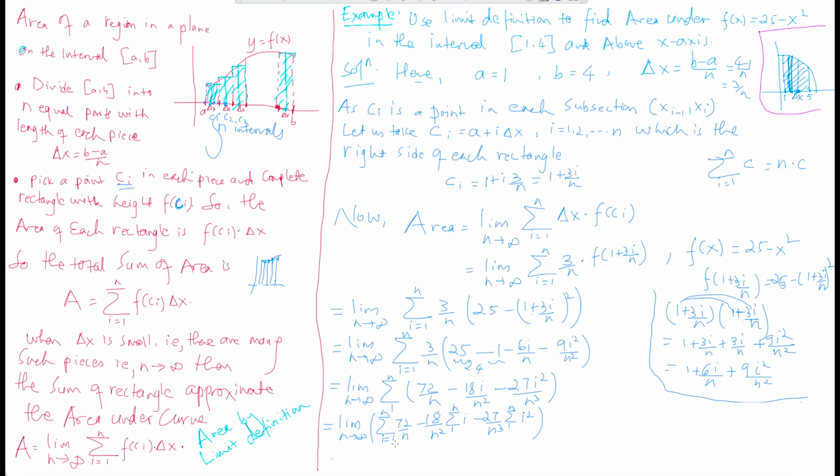That's why, for the first one, let me write the limit here. Limit as n tends to infinity. The first one will be n times this 72 over n, minus 18 over n squared times the sum of this, which will be n times n plus 1 divided by 2, and then minus 27 over n cubed times n times n plus 1 times 2n plus 1 divided by 6. I'm using the summation of i and summation of i squared formulas from the previous slide.